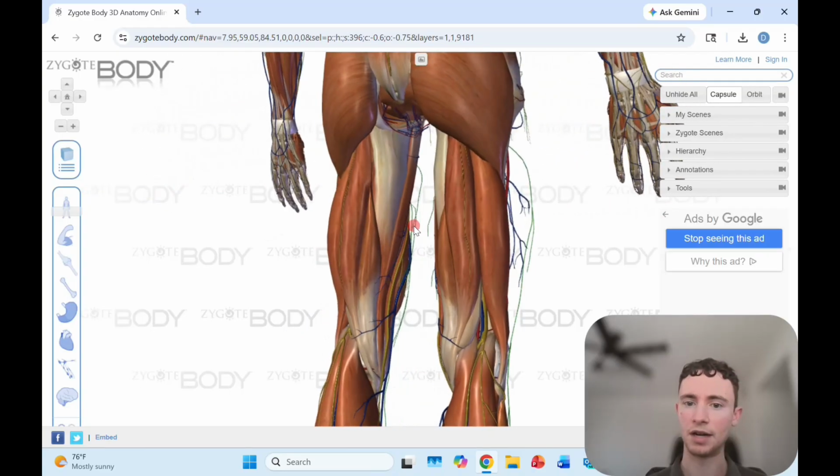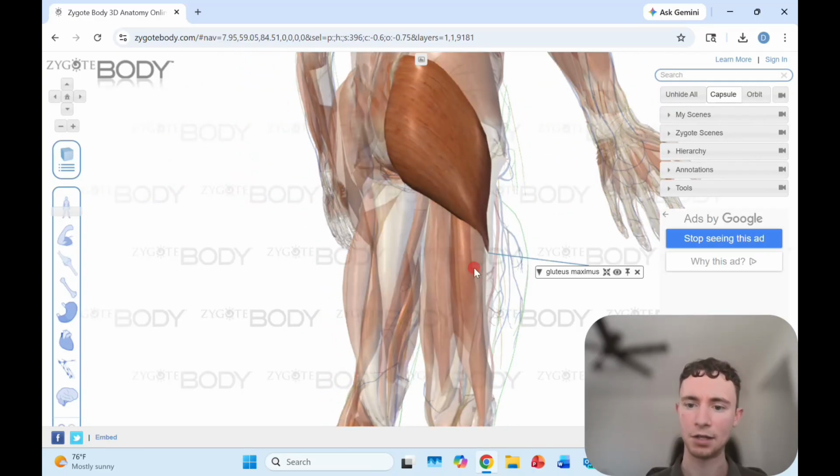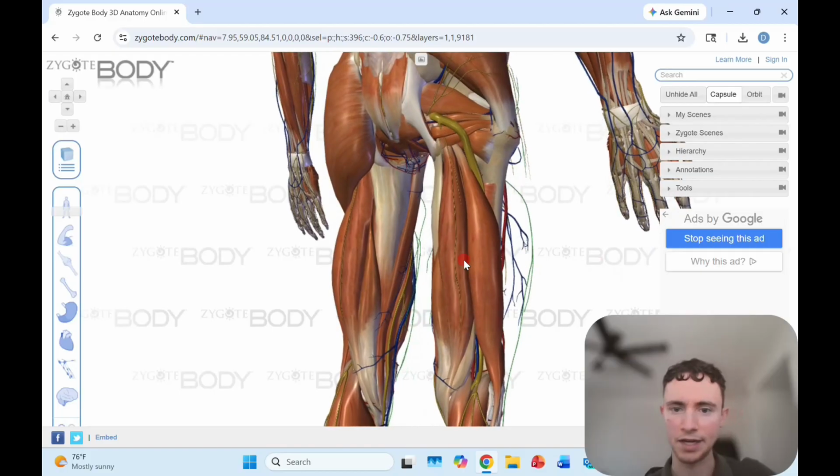Next up, I want to talk about our hamstring muscles. So we need to hide the glute max here so we can actually see what's going on back here.